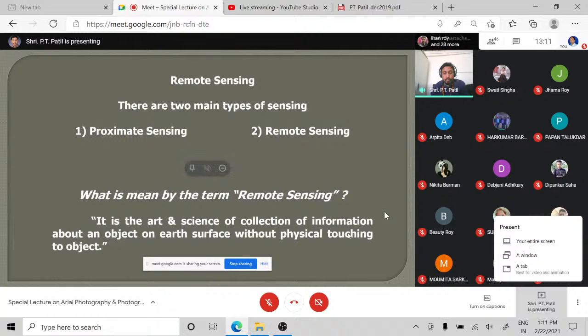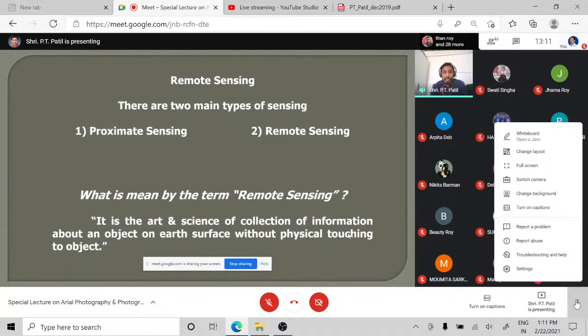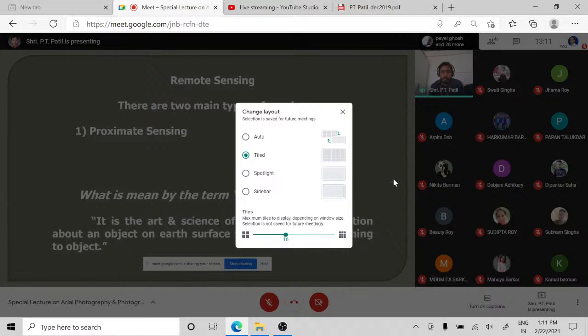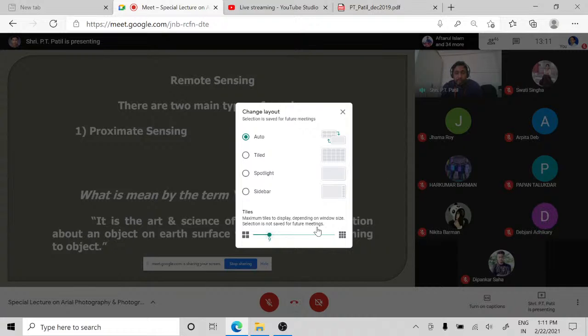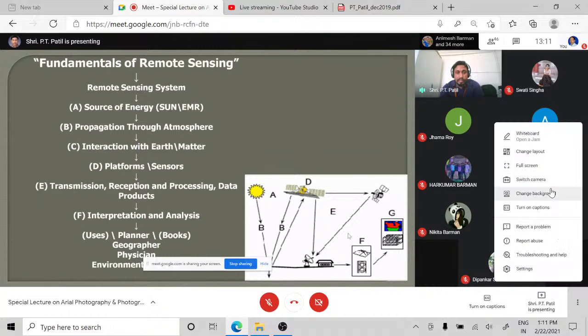So that's why remote sensing is nothing but the art and science of collection of information. Collection of information about what? About the object on the earth surface without physical touching to that object or the earth surface. That is the basic definition of remote sensing, when we obtain information about the object on the earth surface without physical touching to that object. And these are the fundamentals of remote sensing, very basic things.